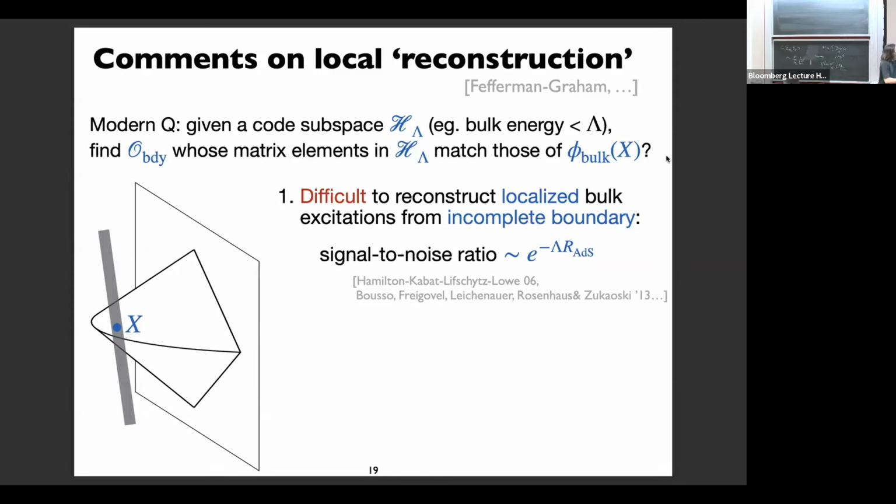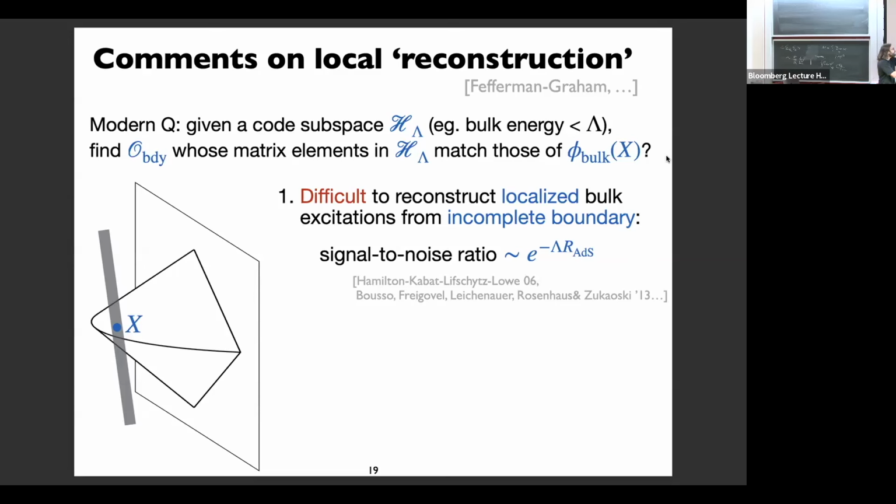It's because if you're allowing the possibility that your bulk state contains some particle that is localized in the bulk, and you don't have access to all the boundary, just a subregion of the boundary, then suppose you're trying to reconstruct the bulk field at X. You're pretending you're measuring the field at X, but by doing measurements on the boundary. Well, this particle has a wave function which is exponentially small at the boundary. How small it is depends on its energy and the distance to the boundary.